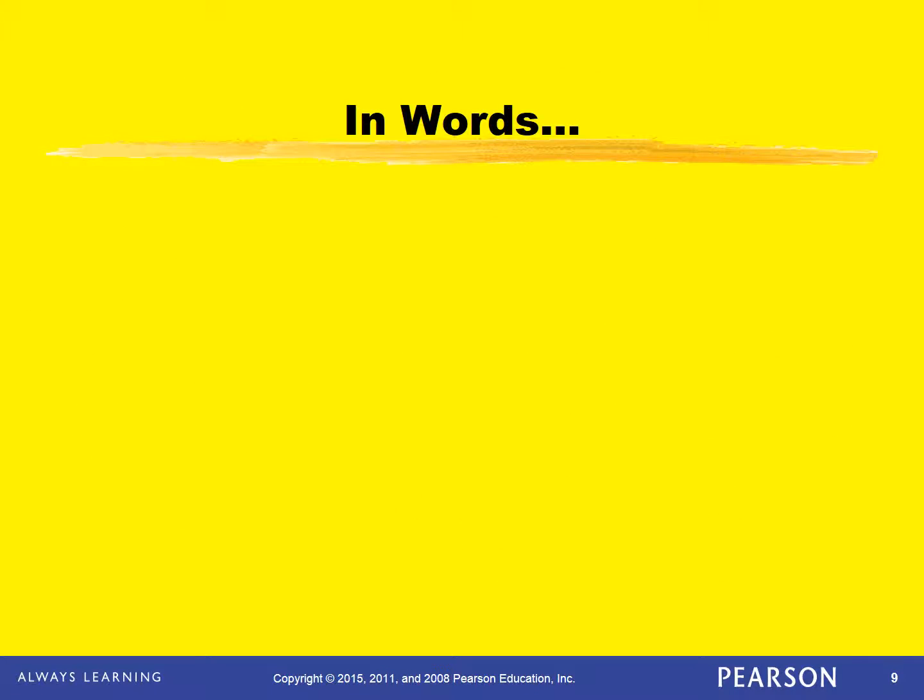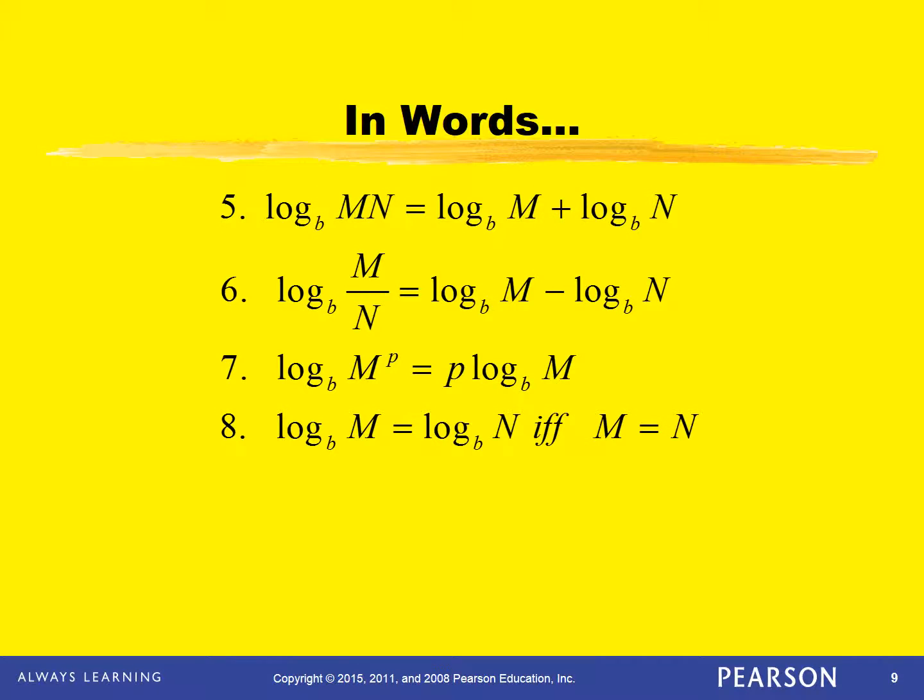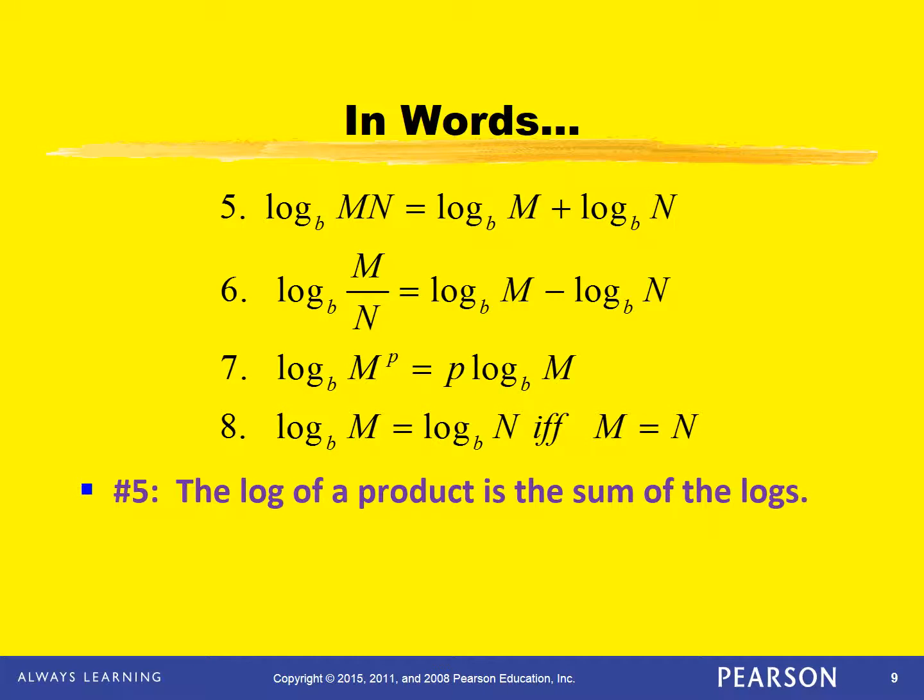Sometimes it's good to put some of these logarithmic things in words. These are the same four properties that we were just looking at. Number 5 says that the log of a product is equal to the sum of the logs. Okay, now log of a product. Is it kind of like the root of a product? The root of the product is the product of the roots. Is the log of a product the product of the logs?